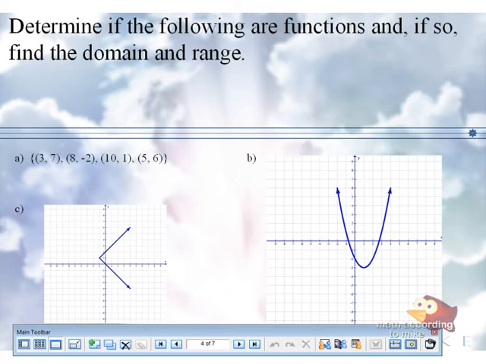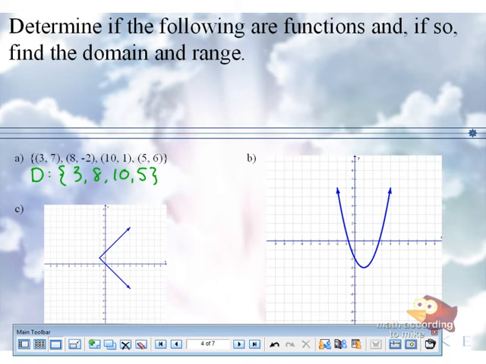Yeah. So because of that, we have ourselves a function. So the domain would be the list of all of your x coordinates, your x values. What are those numbers, I should say? Does the order in which I write them matter? Nope. Very good.